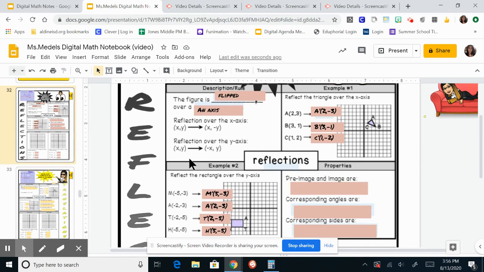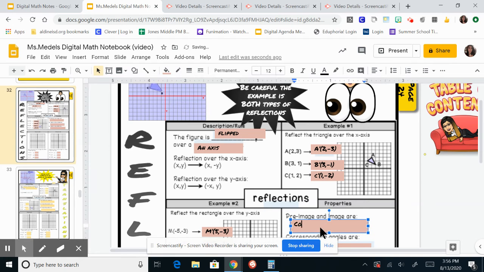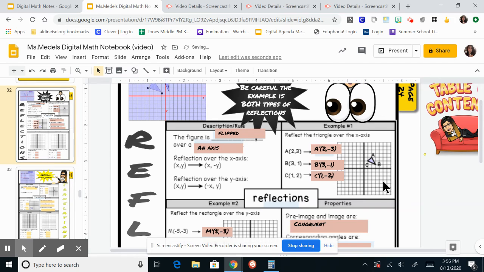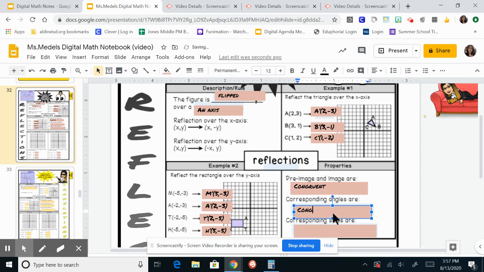That's all I did. So when we're talking about the image and the pre-image, remember pre-image is our original. So when I'm looking at my original here and my new image, they are exactly the same. They are going to be congruent. And of course, in previous lectures, I have said that the corresponding angles are never going to change. They are going to also be congruent.